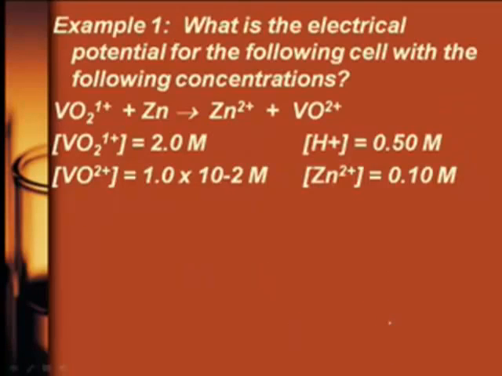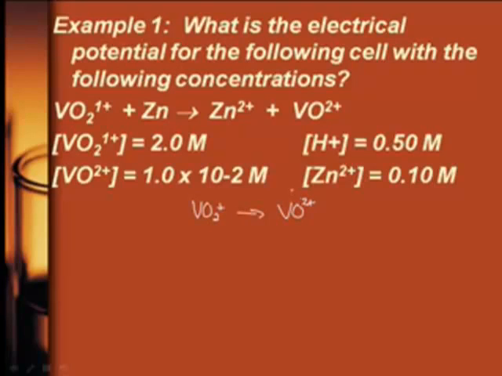So here is a particular problem. We have a reaction here that I think we need to balance first. What is the voltage of the following cell with the following concentrations? So I need to balance this equation. Well, not exactly. We can just look them up. We can say VO2 positive goes to VO2 positive.